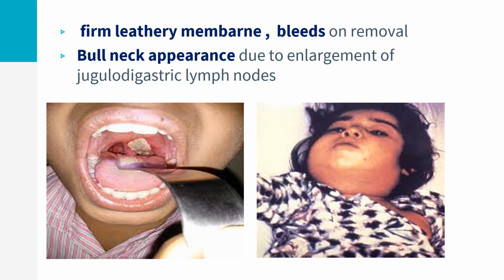Then another sign which is seen in diphtheria is the bull neck appearance, which is due to the enlargement of the jugulo-digastric group of lymph nodes. The same lymph nodes are involved in acute tonsillitis also, but there the edema or swelling is not as extensive as is seen in diphtheria, and bull neck appearance is seen even in mild cases of diphtheria and is quite common. Here we can see that there is a tough leathery membrane which is present on the tonsil, and it is spreading to the soft palate, and here there is a child having a bull neck appearance.